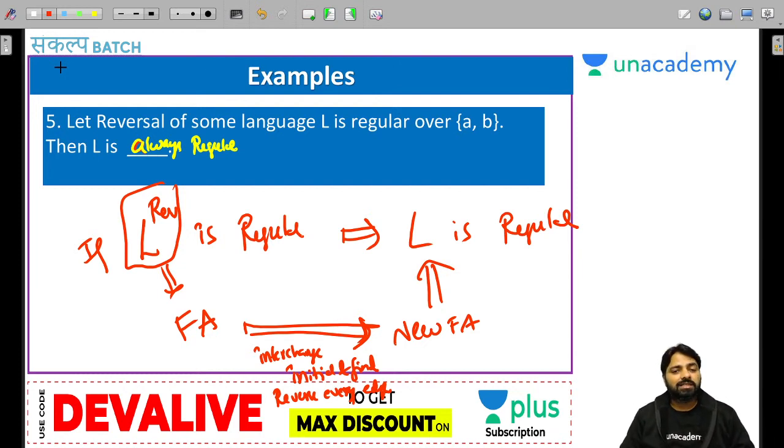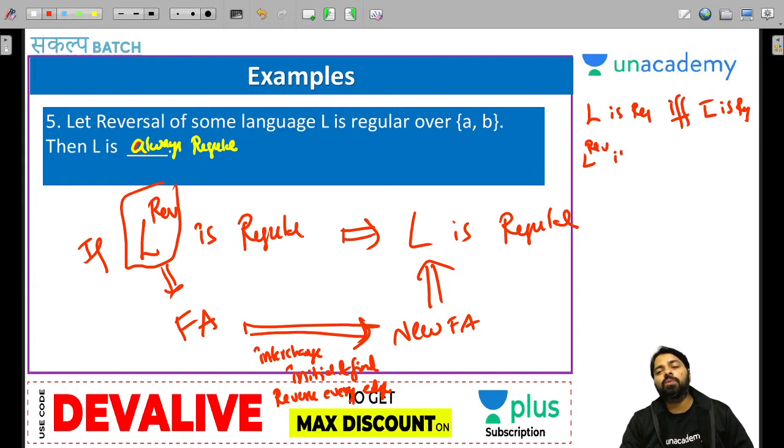Everybody? Yes. Not only for this, complement also same. If the complement of some language is regular, then that language should be regular. Right? Not only this, guys. Here, if L complement is regular, I can even write if and only if. If and only if means both directions hold, guys. L is regular if and only if means any direction. Not only this, L power reverse also.